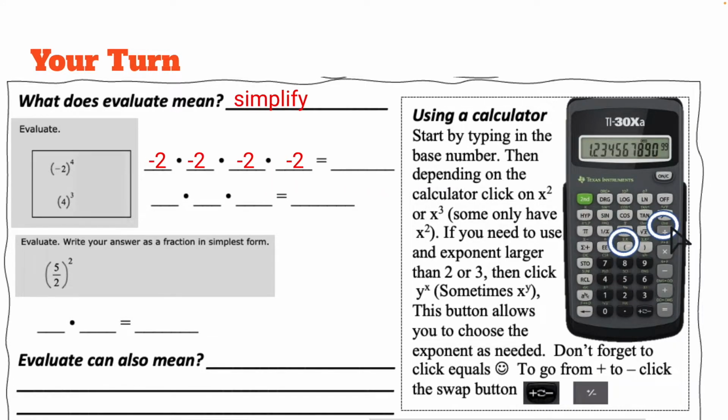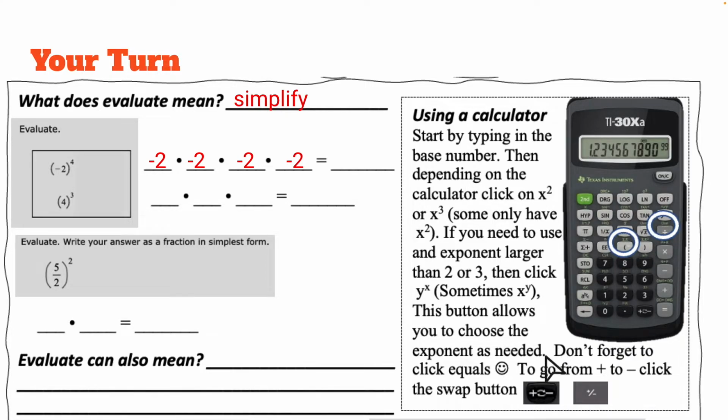And on the calculator, I think it scooched down a little bit because it wasn't supposed to do this. So we can start by typing in the base number. And then depending on the calculator, we're either going to click on x squared or x cubed. Some only have x squared. If you need to use an exponent larger than 2 or 3, which we already do, we have a 4, then we're going to have to click that y^x or x^y, just depends on which calculator you're using. This button allows us to choose the exponent as needed.